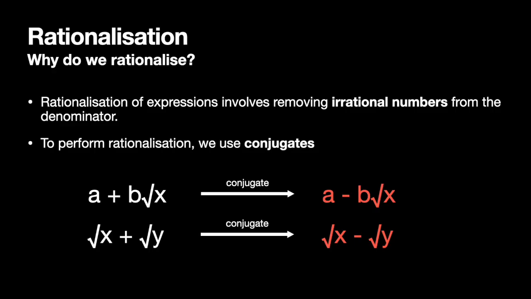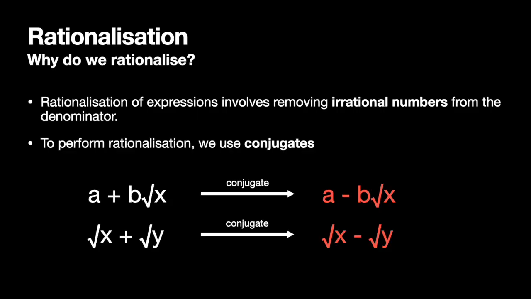Now let's talk about rationalization, which is a very common requirement and practice in algebra. Simply, rationalization is where we remove all irrational numbers from the denominator of an expression. The reason we do this is because expressions that have irrational denominators are harder to calculate, harder to compare, or harder to further simplify.